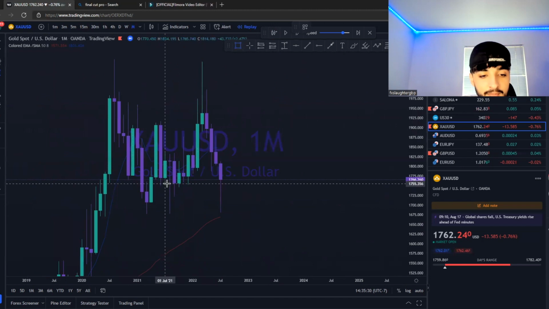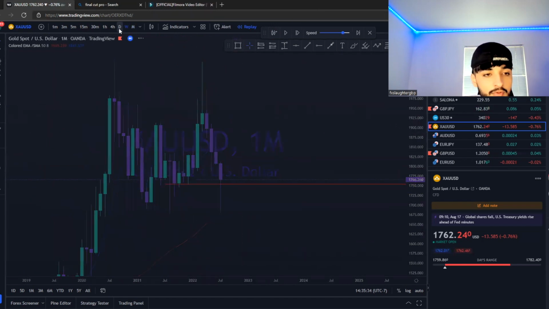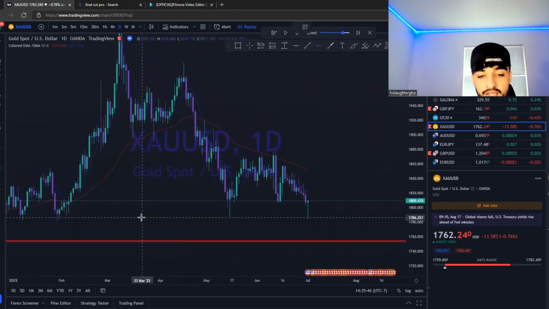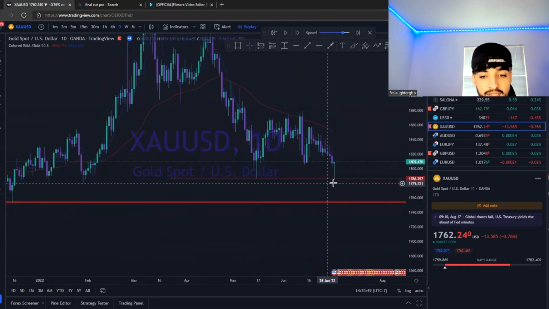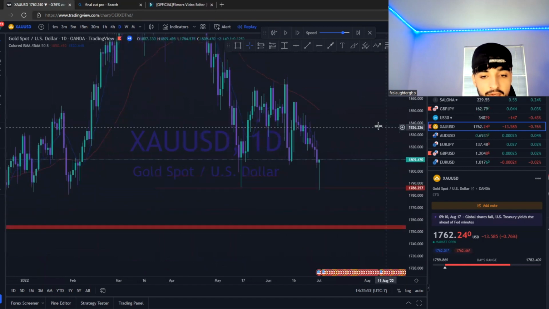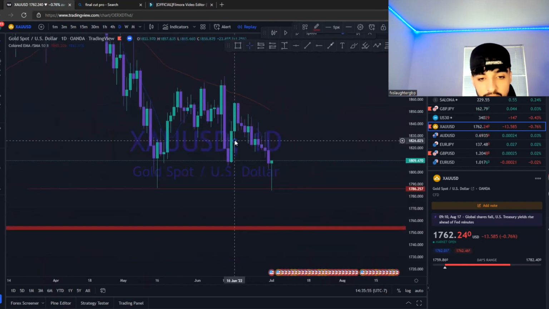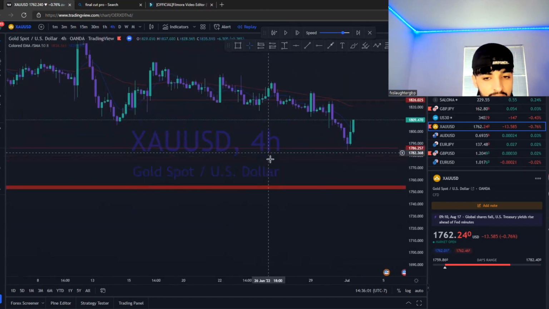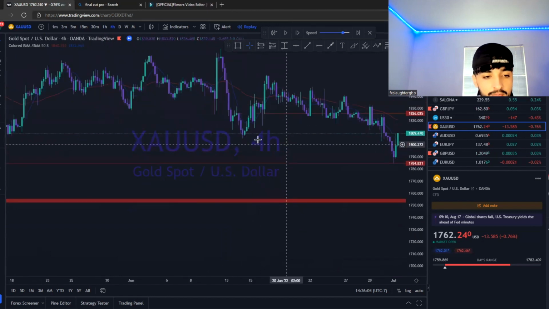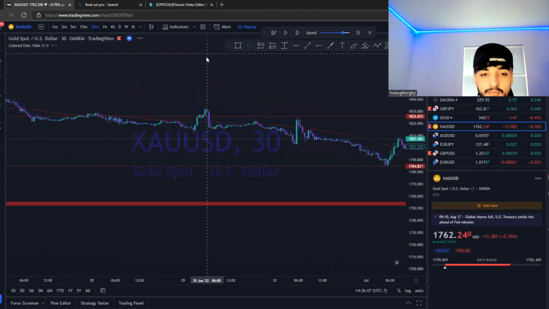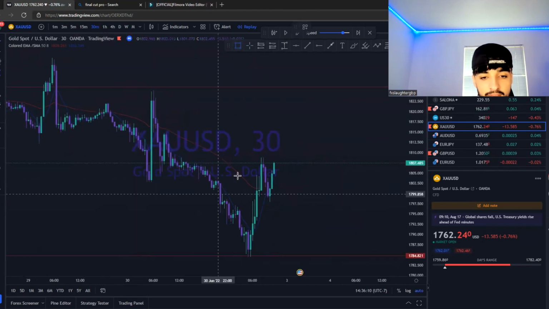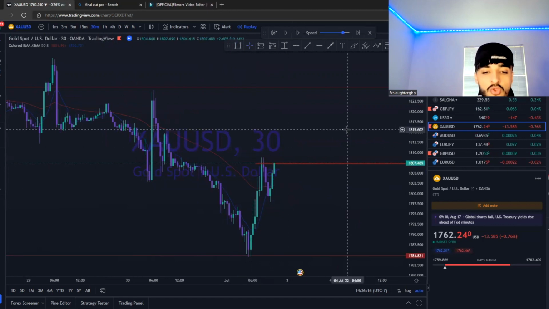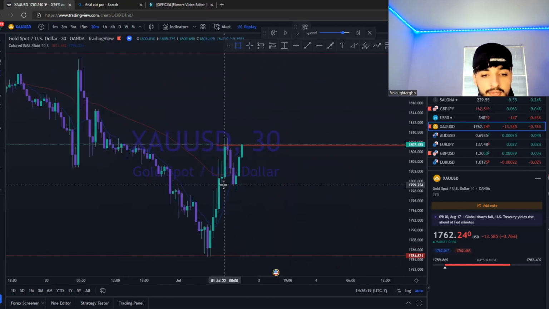On the monthly, I'll find my major level of support. On the daily, I'll try to find my daily low. This is my daily low right here, and my daily high. Coming down to 4 hour, same thing. I'll just move it down here. Let's go to 30 minute. On 30 minute, I'll find my 30-minute support, my 30-minute resistance, and 30-minute support.